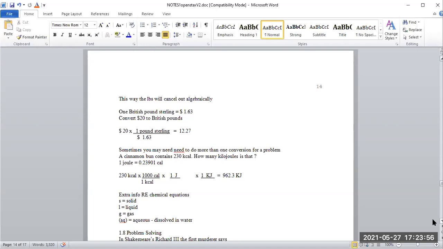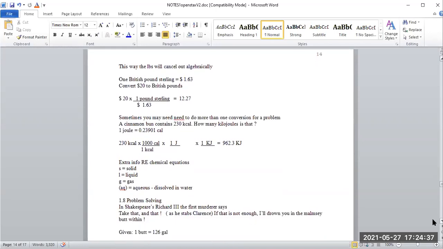1 British pound, also known as a pound sterling, is $1.63. So if I have a $20 bill, what does that represent in pounds of money? So I use my conversion factor, and since I'm going from dollars to British pounds, I'm dividing by my $1.63. Gives me 12 pounds and 27 pence.